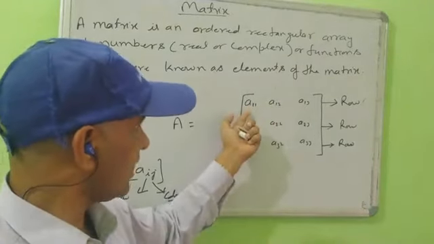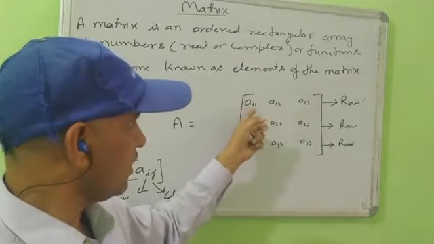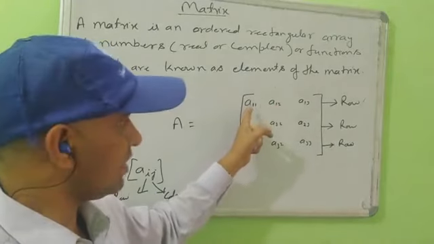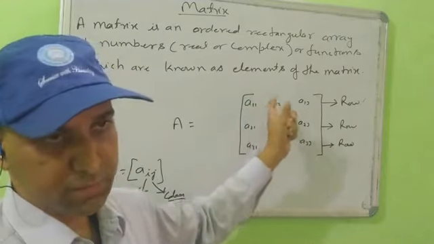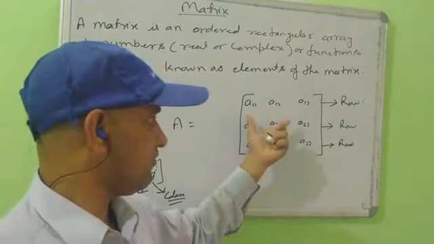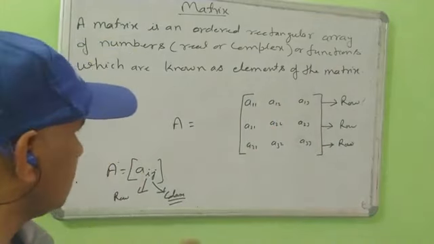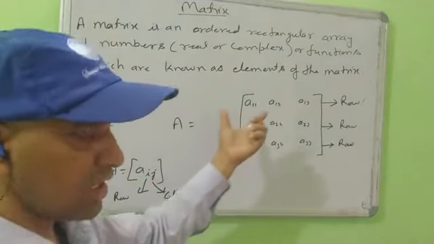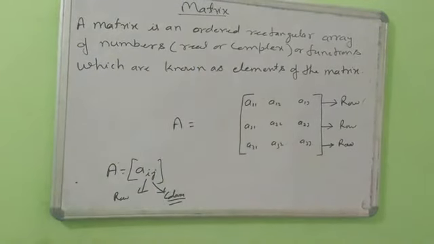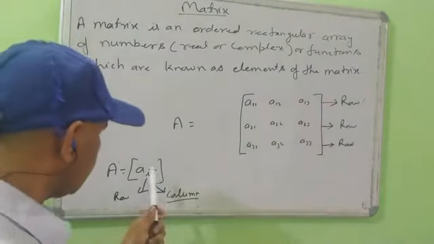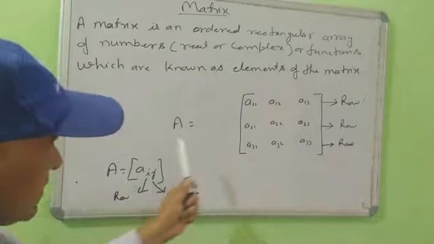What elements you write here does not matter. You can write functions, real numbers, any numbers. But this is the particular address of any element or function. So this is the short form of the matrix, and this is the large form of the matrix. First we note it down, then discuss ahead. Yes, class, this is noted. This is the short form, and this is the large form.